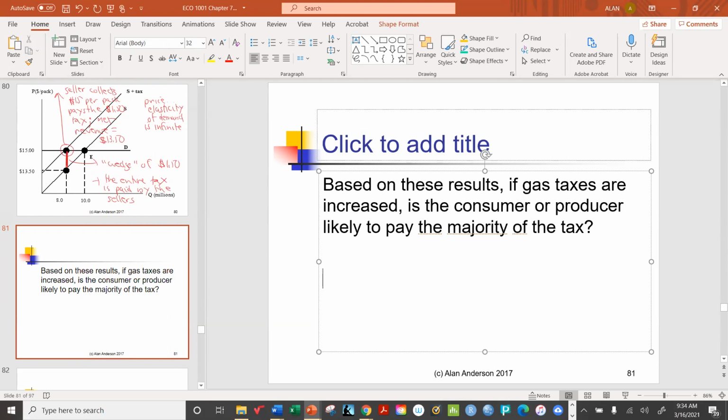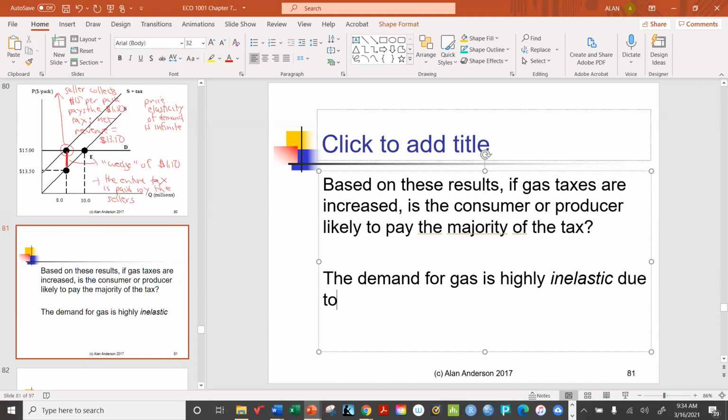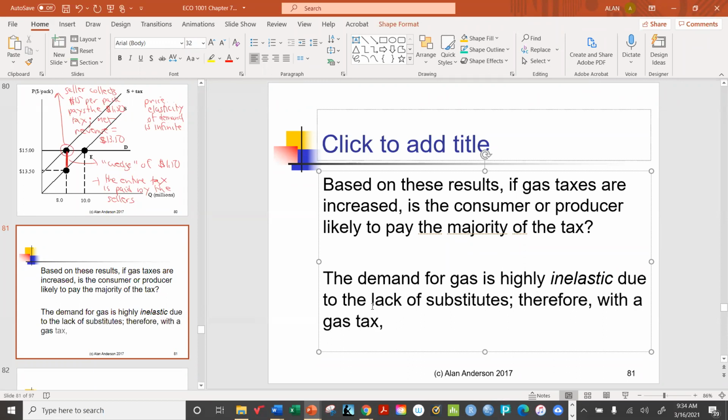Now, the first thing to ask yourself is, the demand for gas, is it elastic or inelastic? Inelastic. Due to the lack, oh, there we go. Somebody has it. Yes. That's right, highly inelastic due to the lack of substitutes. Therefore, with a gas tax, the consumer will ultimately pay most of the tax. Okay.